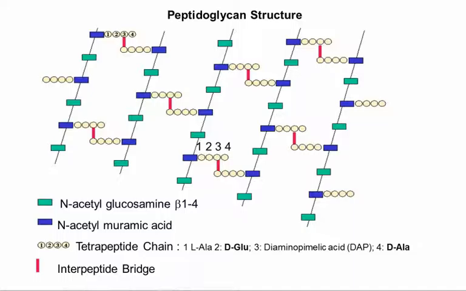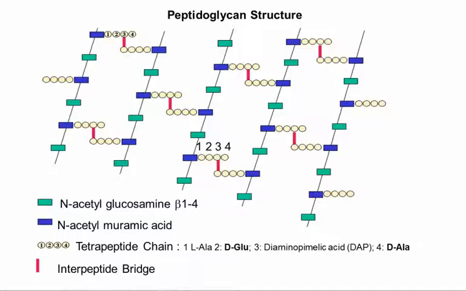Now, the tetrapeptide is very interesting. It goes like this: L-alanine, D-glutamine, diaminopimelic acid. Sometimes it can be lysine. And D-alanine. Now, there are two unusual things about these amino acids. Okay. What amino acids do you have in proteins? L or D?